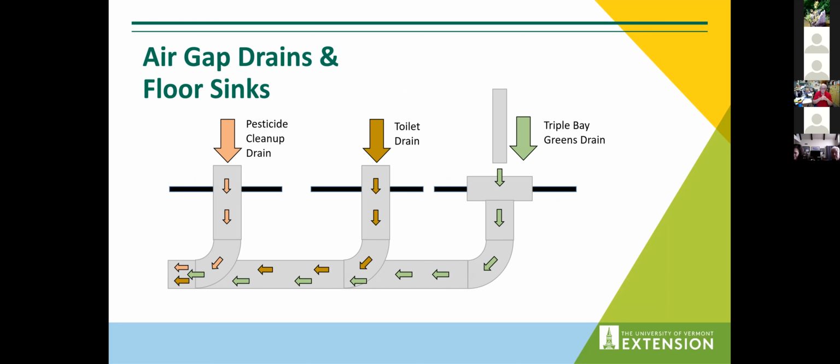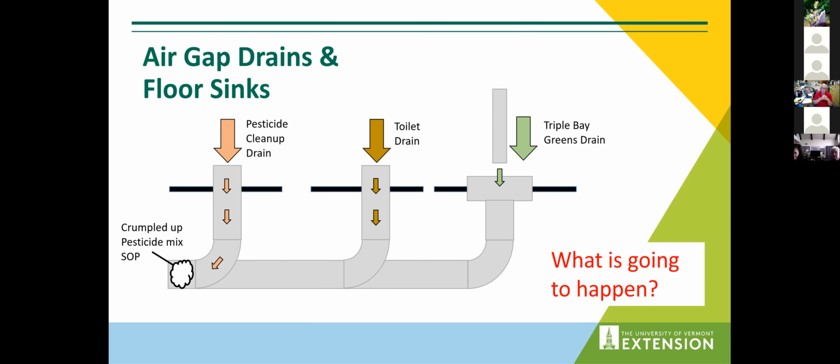Now I want to talk just a little bit about air gaps, and this relates to a packing operation, especially if you have everything interconnected in your pipes. You have, in this case, a pesticide cleanout drain just outside the packing operation. You have a toilet drain inside the packing operation, and you have sinks where you're washing produce. Again, I know this is not a blueberry example, but just to point out a couple of things. They're all flowing out into the main pipe.